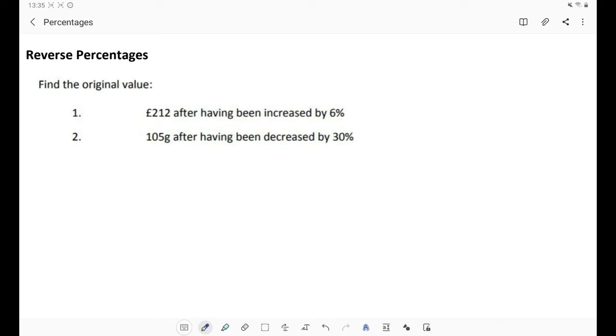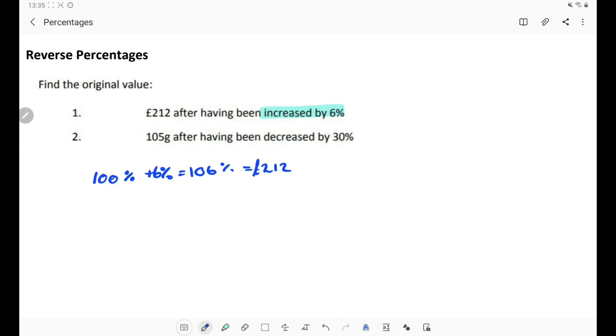Let's look at these questions here. So reverse percentages, find the original value. Well, remember the original value would have been 100%. It's increased by 6%. So instead of 100%, we have 106%. Your first mark comes from recognizing that 106% is £212.